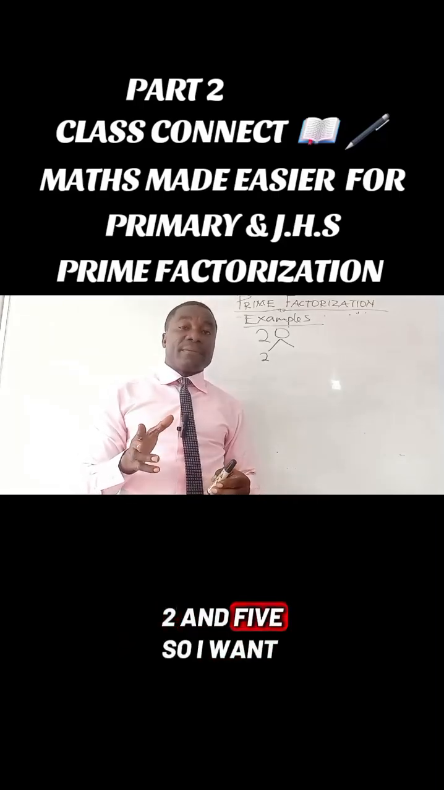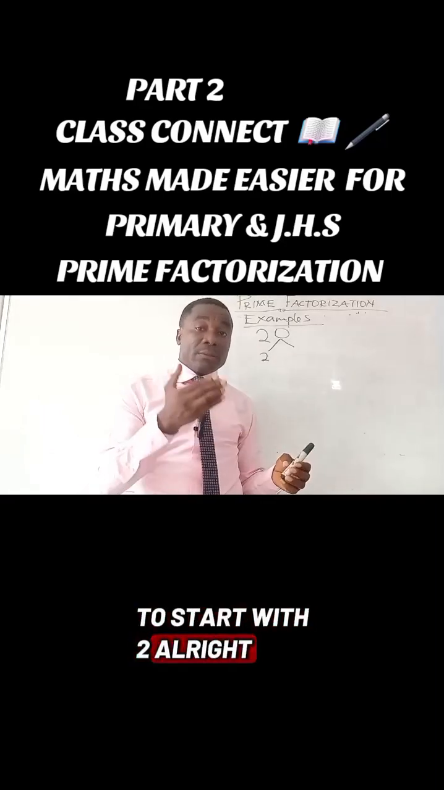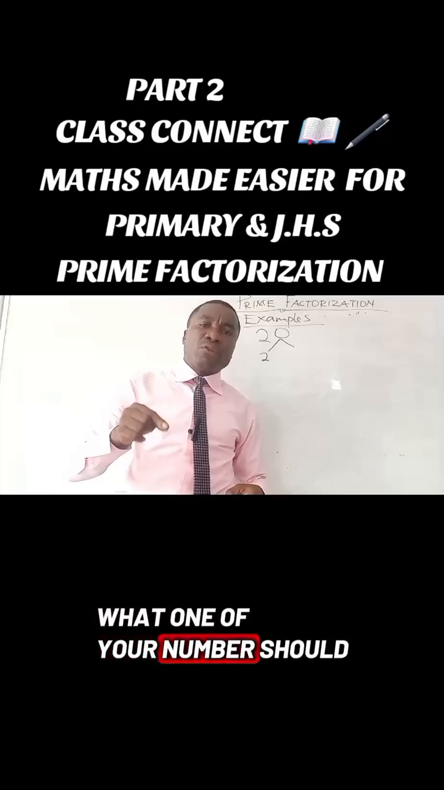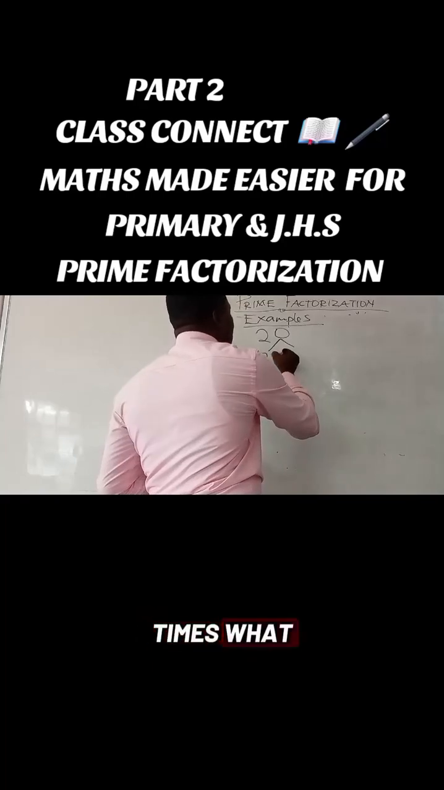2 and 5. So I want to start with 2. You can decide to start with 5, but as I said, no matter what, one of your numbers should be a prime number. So I'm using 2. Now, 2 times what? 10.